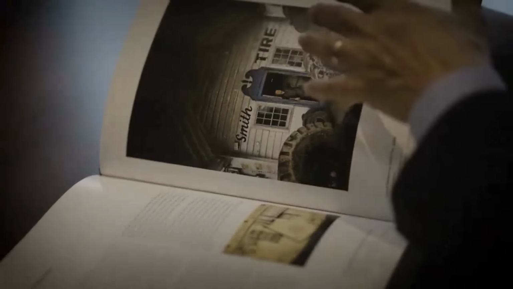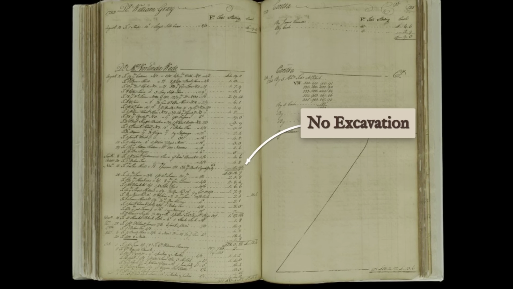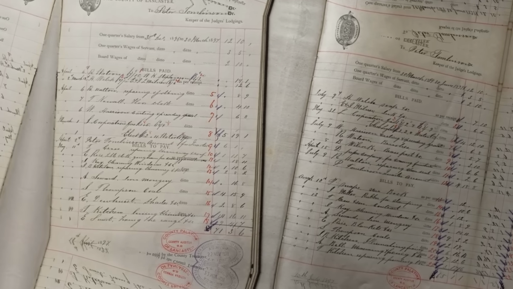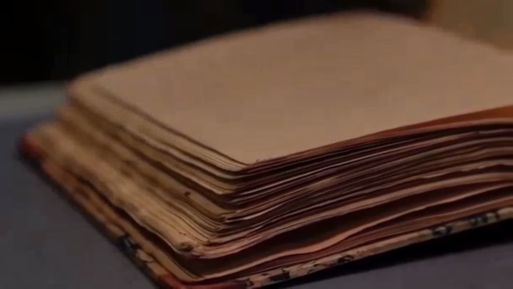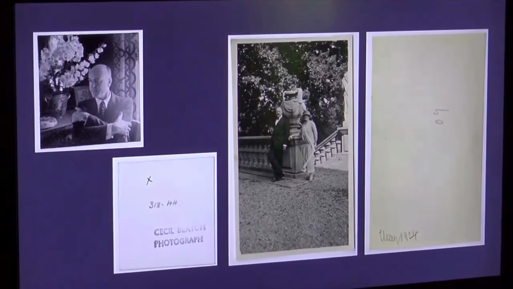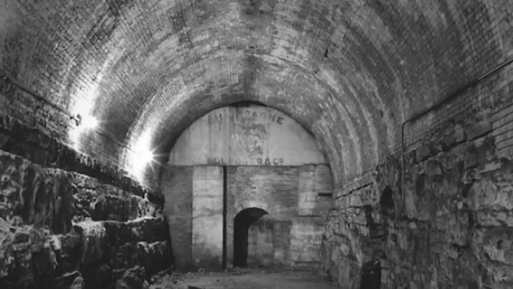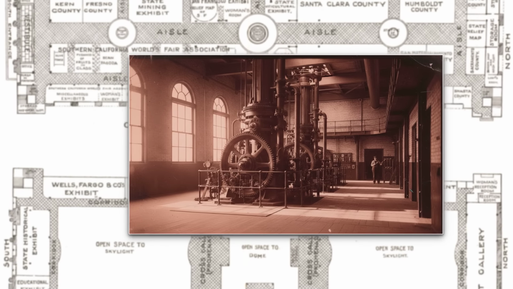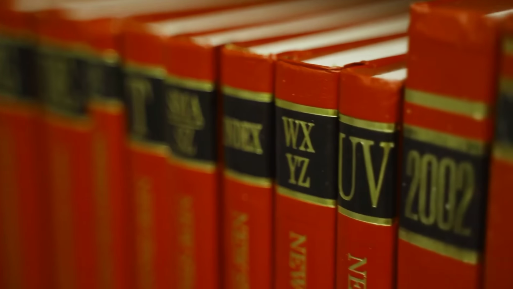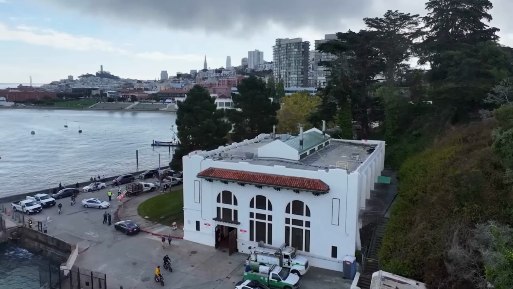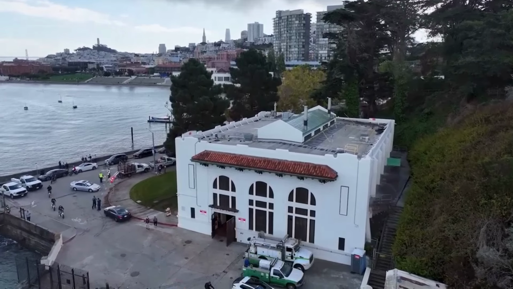I searched appropriations records from San Francisco, St. Louis, and New Orleans between 1870 and 1890. There are no line items for foundation excavation or removal of pre-existing structures. The budgets assume virgin ground, but the photographs show otherwise. Images taken before construction consistently reveal partial structures already present, platforms, arches, and chambers that final building plans never acknowledge. The omission appears systematic.